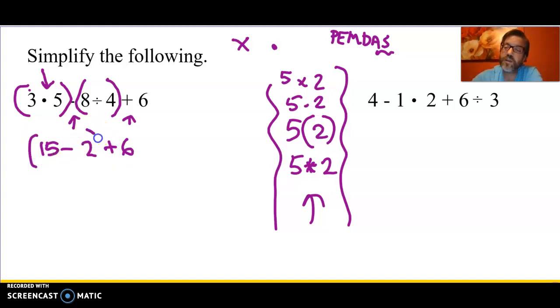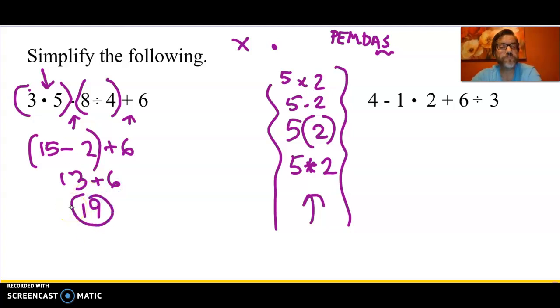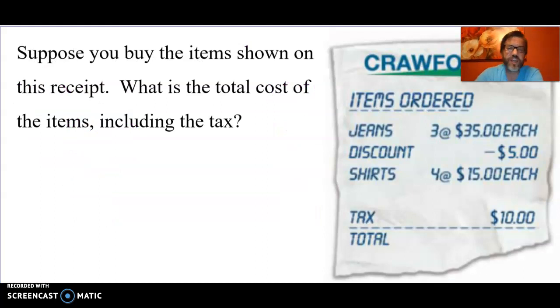So what is 15 minus 2? Well, it's 13. And then if I add 6 to that, I get my final answer of 19. Easy peasy? All right, I'm going to skip this problem just for time's sake. I want to keep this under 15 minutes. And let's look at an example.